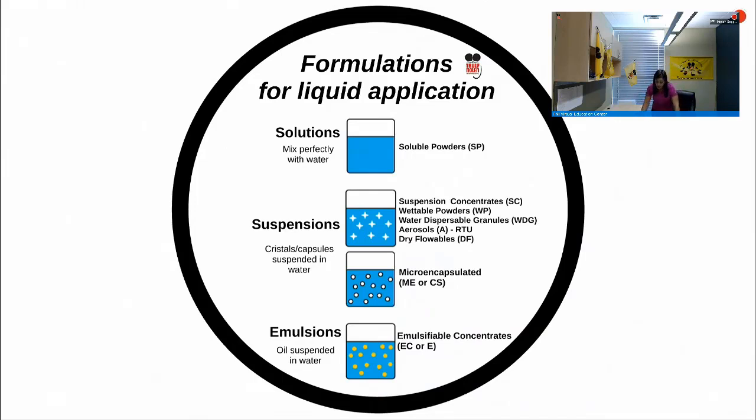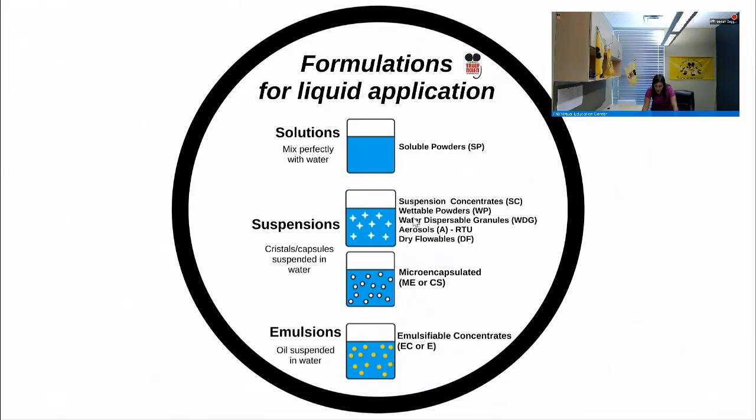Also be careful because the WP, WDG, and DF leave residue on the surface treated. So be careful with areas that have access to the public. If you're treating, for example, a school, we don't want the kids playing around and getting in contact with that wall that was treated. In situations like that, maybe a suspension concentrate would be the best option, or treat other areas.